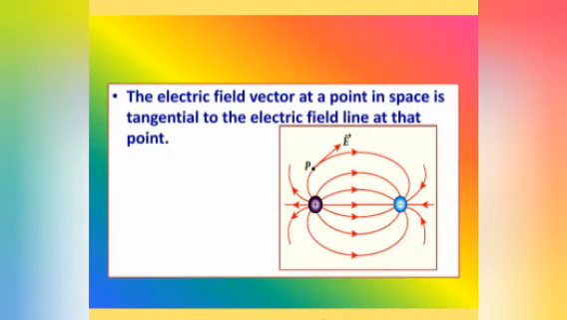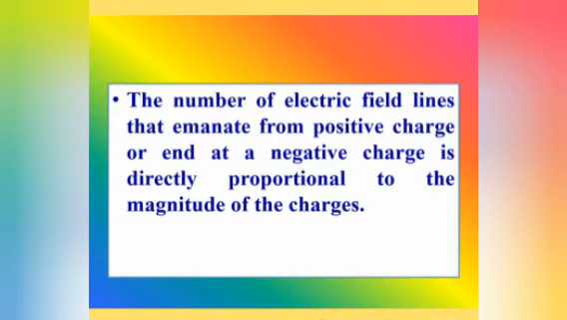The third point is the electric field vector at a point in space is tangent to the electric field line at that point. The number of electric field lines that emanate from a positive charge or end at a negative charge is directly proportional to the magnitude of the charges.